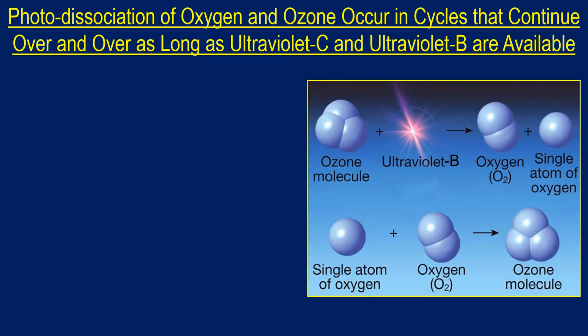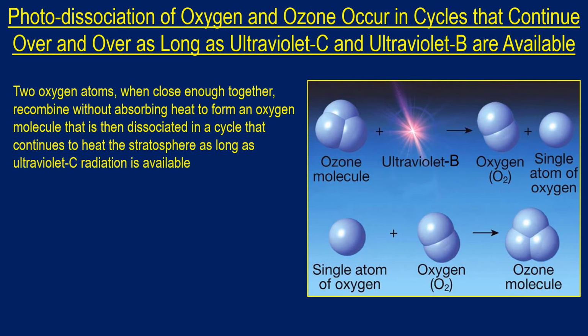Photodissociation of oxygen and ozone occurs in cycles that continue over and over as long as ultraviolet C and ultraviolet B are available. Two oxygen atoms, when close enough together, recombine without absorbing heat to form an oxygen molecule that is then dissociated in a cycle that continues to heat the stratosphere as long as ultraviolet C radiation is available.